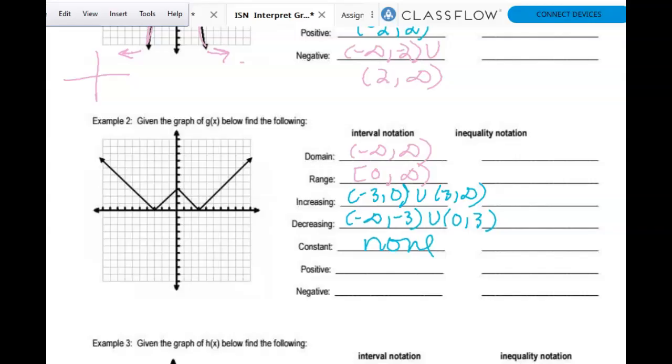So the next thing is I want to start with the negatives because, y'all, what is below the x-axis? Is anything below the x-axis? No. So we have no negatives. So this is none.